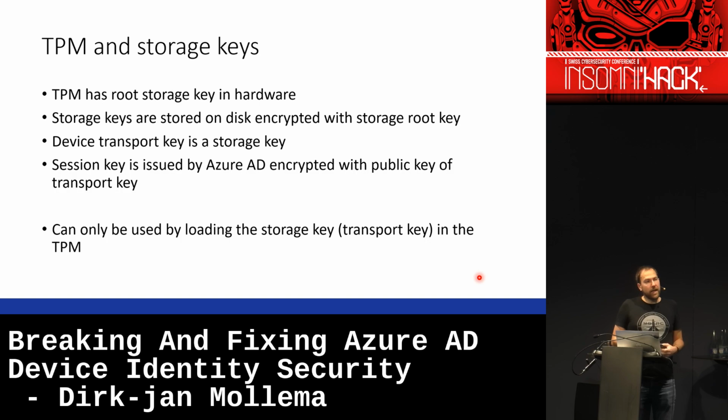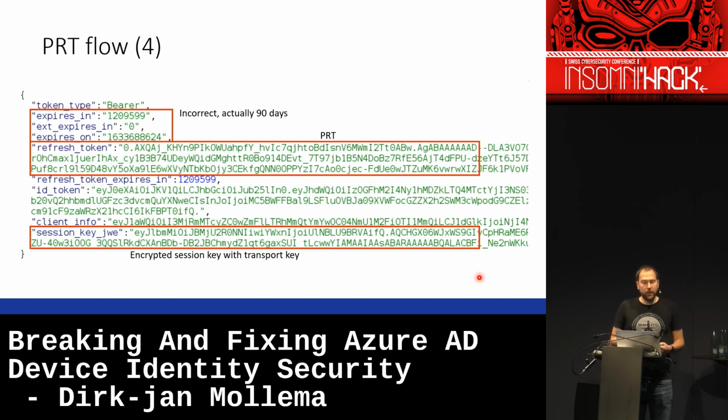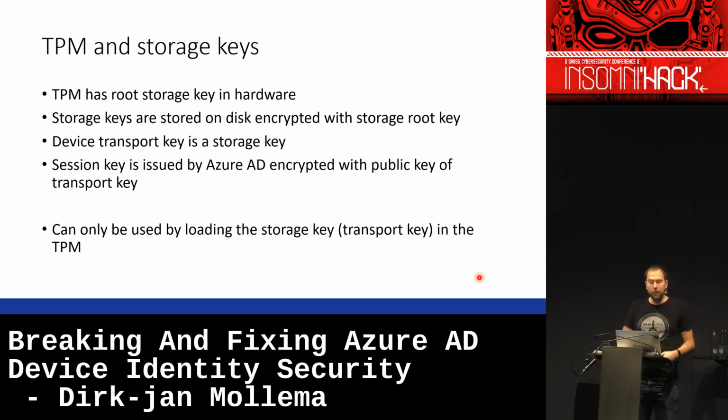And when Azure AD issues a session key, it will encrypt it with the public part of the transport key. That means you can only decrypt this key in the TPM, and you cannot use it in the OS. So the OS never gets access to the plaintext session key, but it can only be used by loading this transport key, which is a storage key, in the TPM, and then asking the TPM to do certain operations with the session key. So that's how it's tied to the TPM over these different requests.